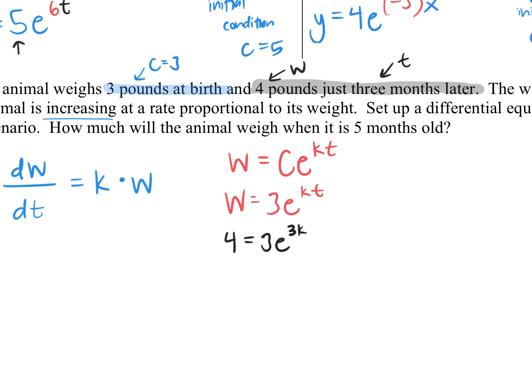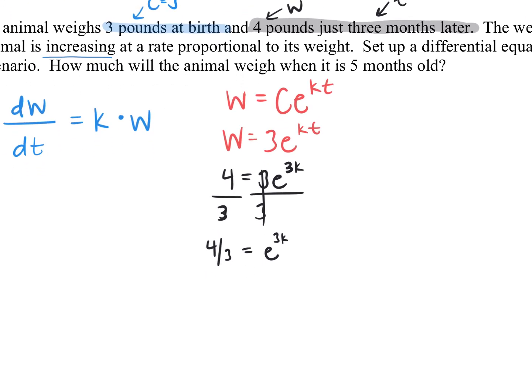And then now can we go ahead and solve for k? Yeah, that's just an Algebra 1 problem. Divide by 3, divide by 3. I get 4/3 is equal to e to the 3k. And then to get that exponent down in front, I can take the natural log of both sides. And I got the natural log of 4/3 is equal to 3k. And now if I divide by 3, that is going to be my exact answer for k.